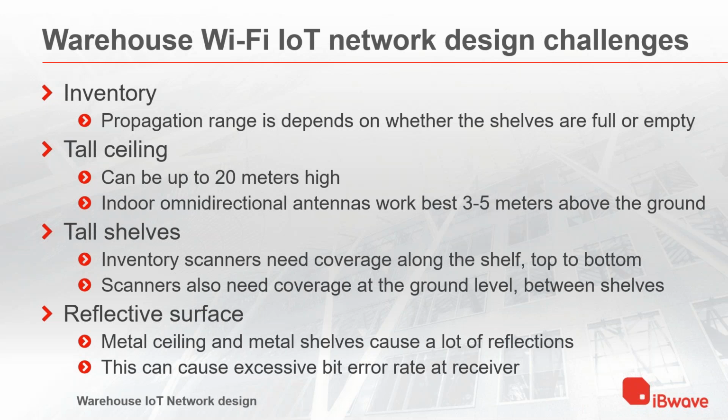Then we have tall shelves. We have shelves that can be anywhere between 3 to 5 to 10 meters tall. And the thing is, those scanners that are going to scan the merchandise need to have coverage along the shelf, top to bottom. So when you are doing a prediction, you have to predict what happens a few feet from the ground, then several feet from the ground, and then maybe 10 feet from the ground, and even higher, depending on how high those shelves are. And that is very unique to warehouse.